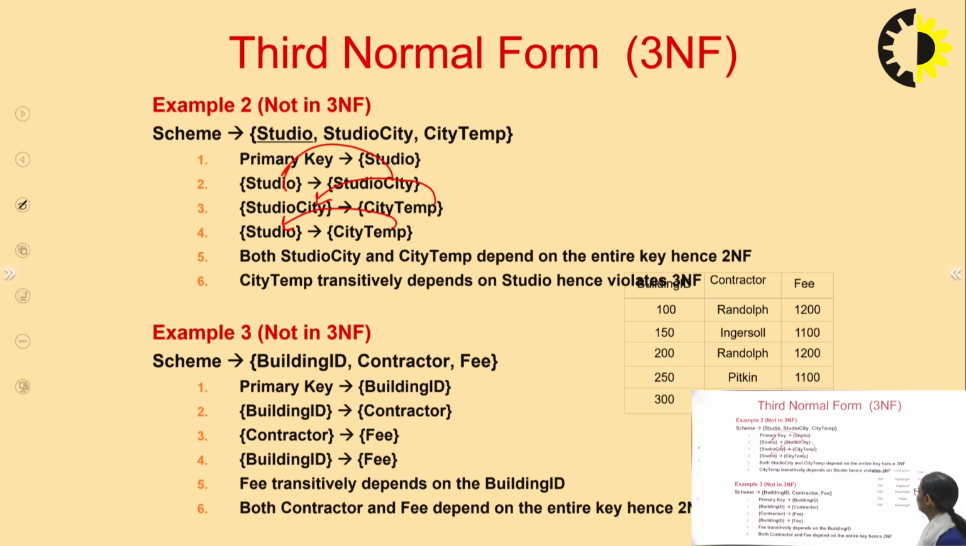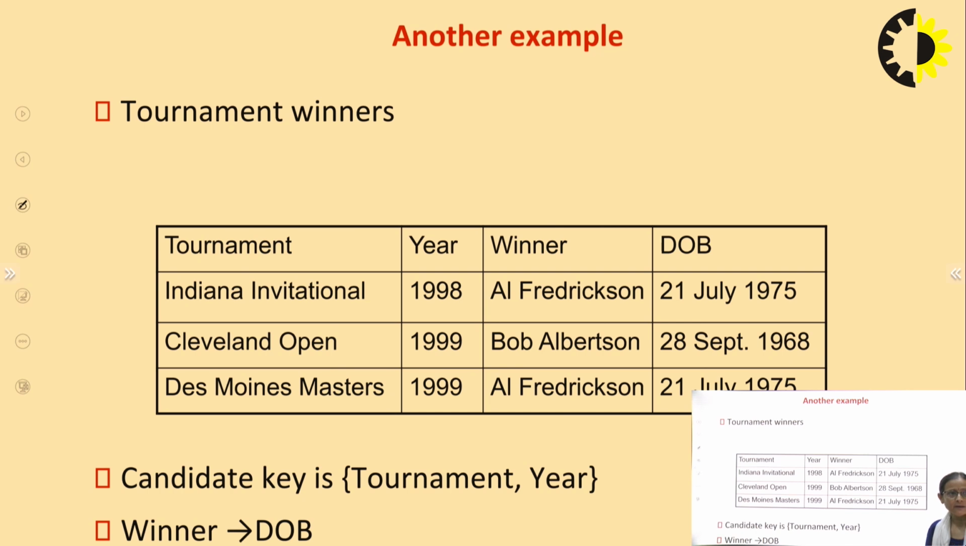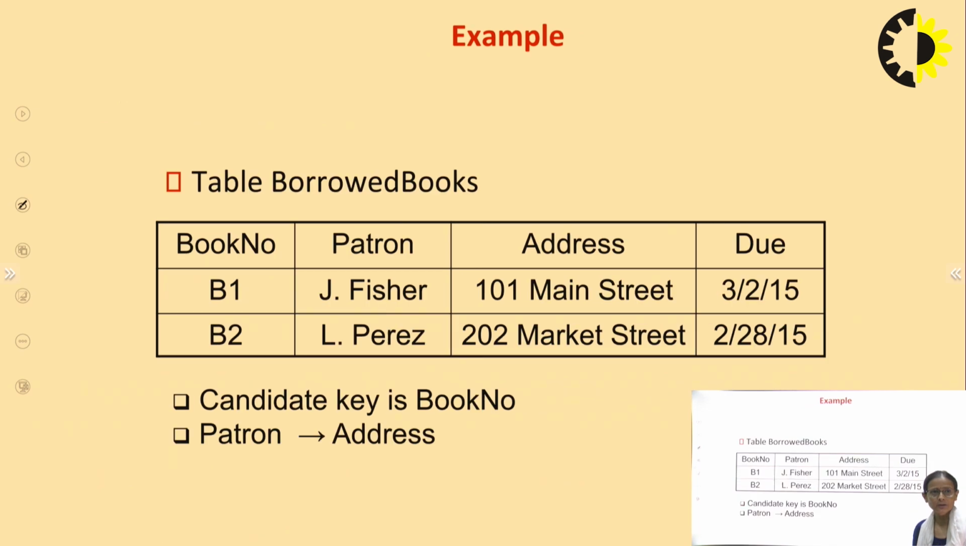There's another example, we are having the building ID, contractor and fees. Primary key in this case is building ID, contractor depends on building ID, we are having this functional dependency and this functional dependency. Here the fee transitively depends on building ID, therefore it is not in 3NF form, whereas it is in the 2NF form. Another example, here we are having tournament, year, winner and date of birth. Here the candidate key is tournament and year, and there is a functional dependency between winner and DOB. So again this particular table is not in 3NF form.